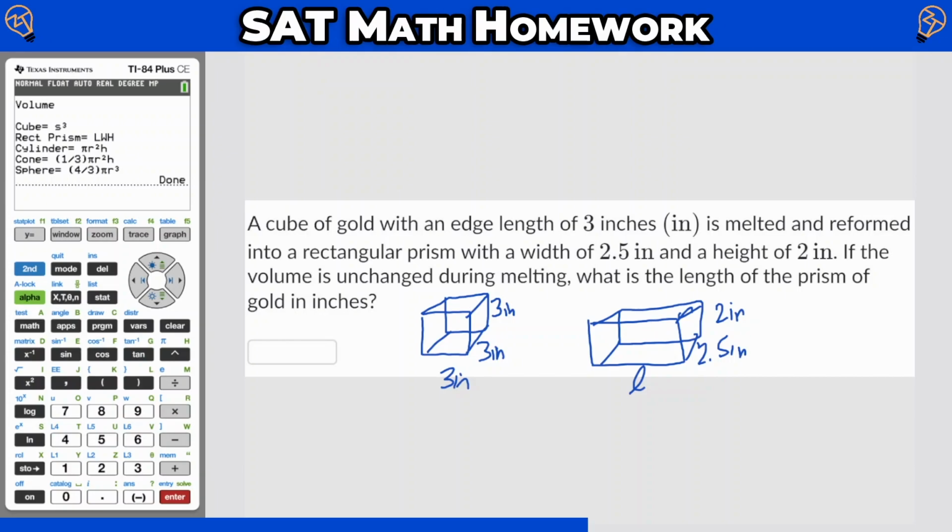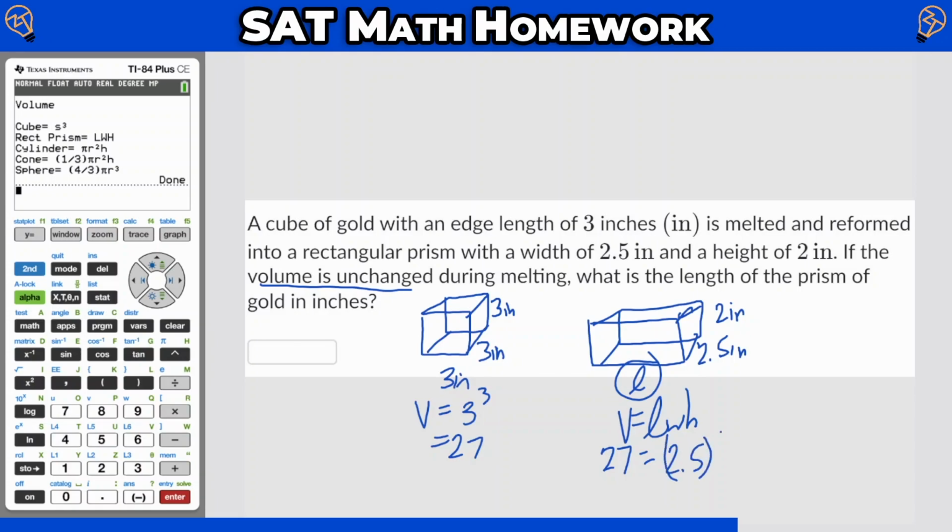So if they're saying what is this length if the volume is unchanged, well, we could figure out the volume of this cube by doing 3 cubed, which is 27. So that means this volume, which is length times width times height, they're saying would still be 27. We don't know the length. We do know the width and the height.